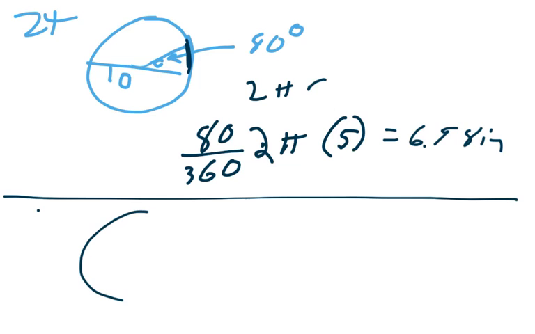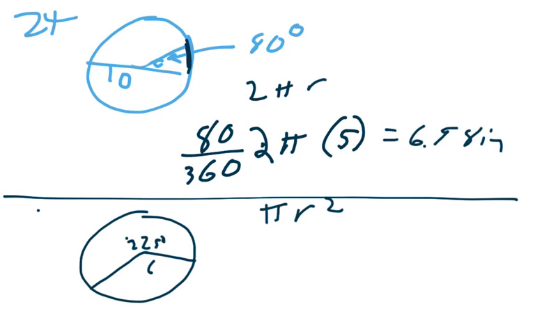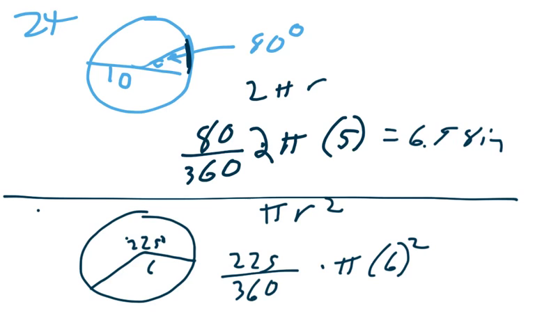Problem number 25 has a circle again. This time they give us the radius of 6, and this is 225 degrees, and we're trying to do the area, which means instead of using 2 pi r, I'm going to use pi r squared. So 225 over 360 times pi times 6 squared. And that gives me 70.7, and this one is in meters, so area is in squared units, so meters squared.